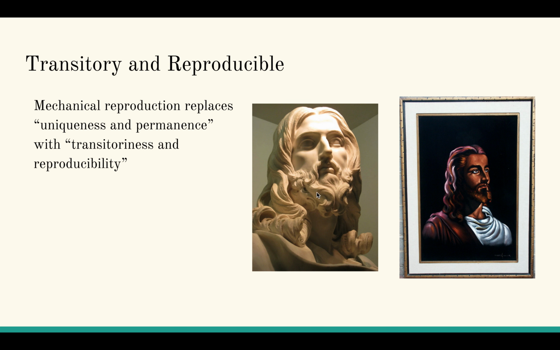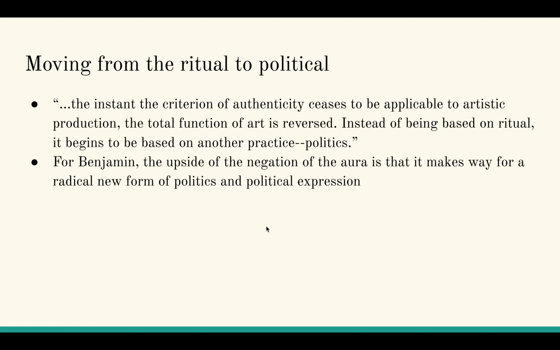That's not the case with this, right? And of course, you could see the difference in artistic worth and value in these, I would assume. So when authenticity stops being applicable to artistic production, as it is in mechanical reproduction, Benjamin says the total function of art is reversed. Art in mechanical reproduction isn't based on ritual anymore. Instead it's based on another practice, and that practice for Benjamin is politics.